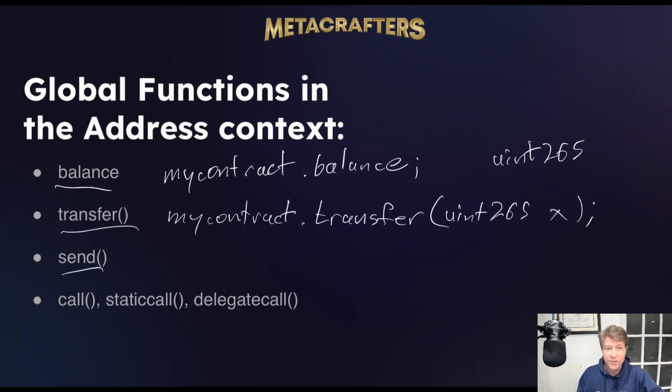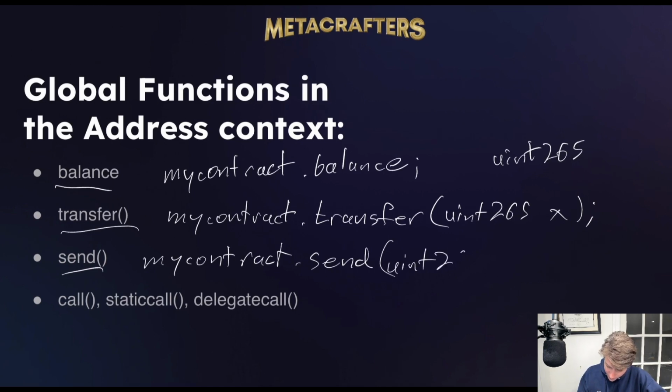Next up, we have the send function. The send function sends the given amount of wei from the current account to the address mentioned. If you want to send X amount of wei from the current account to an address myContract, then the function call looks like this. myContract.send. It's a function. Inside, as before, we have a uint256, which we call X, and of course, close with a semicolon. The return type of the send function is bool, so it's a boolean.